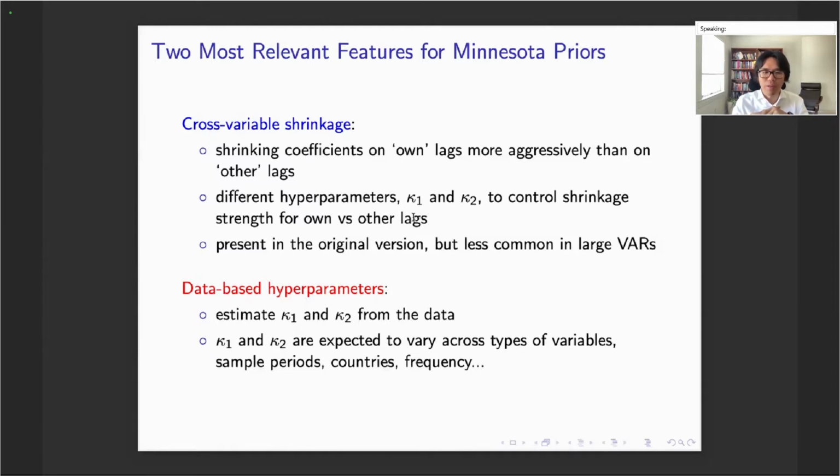Another important feature is data-based hyperparameters. Instead of fixing kappa 1 and kappa 2 at some fixed values, it is quite important to estimate them. There are quite a few papers pointing this out. It is also a reasonable thing to do, because we now use VARs for a lot of different purposes, with different time periods, countries, and frequencies, so one set of hyperparameters might not fit all of these data sets. So it is useful to estimate them.